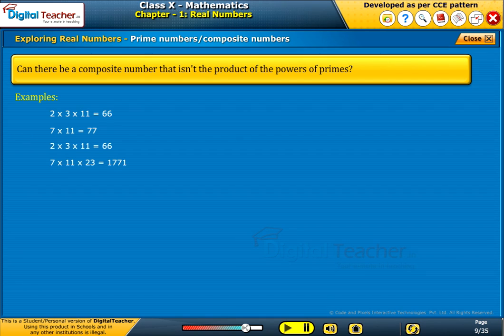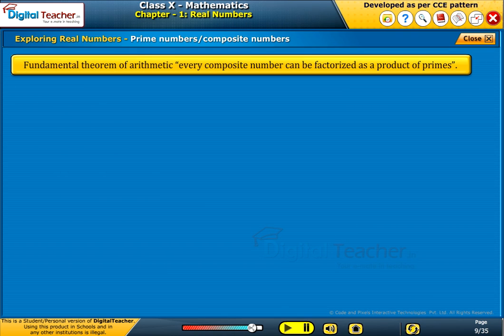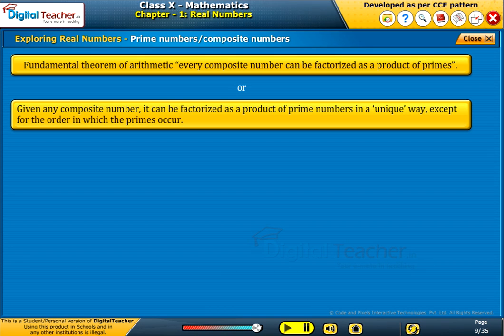If the numbers taken have all the possible primes, what would be the size of the collection? Will it contain only a finite number of primes or infinitely many? It is infinitely many. Therefore, if we multiply all these primes in every possible way, it produces an infinite collection of composite numbers. The following gives us the fundamental theorem of arithmetic, that every composite number can be factorized as a product of primes. Given any composite number, it can be factorized as a product of prime numbers in a unique way, except for the order in which the primes occur.